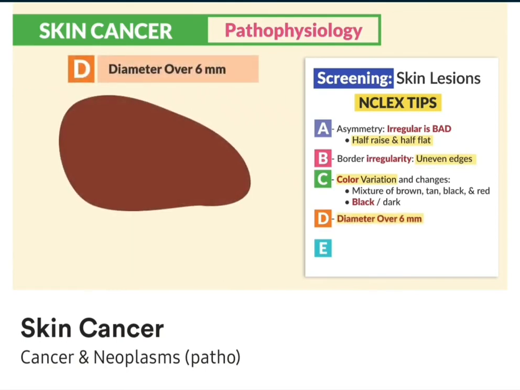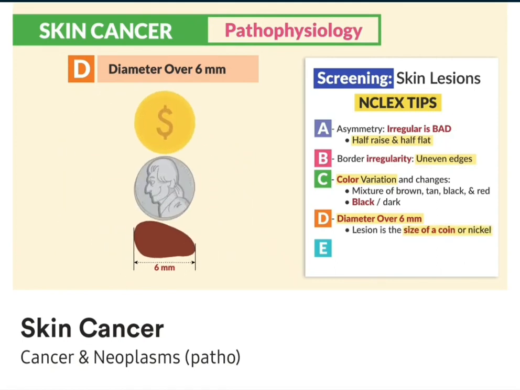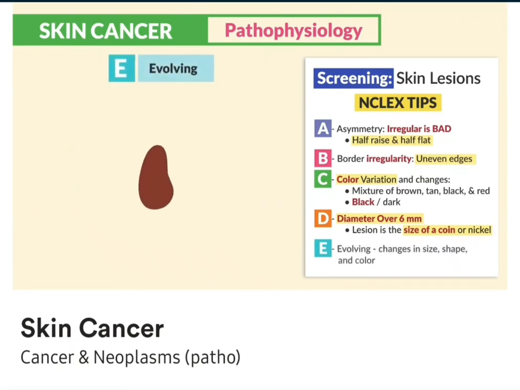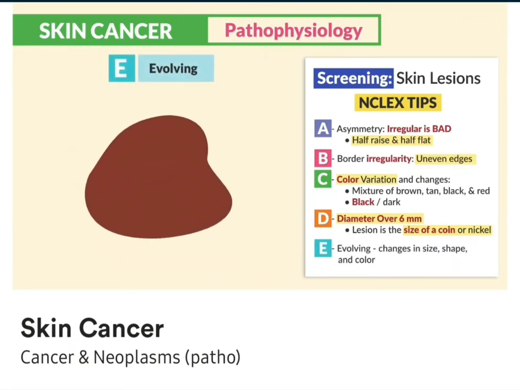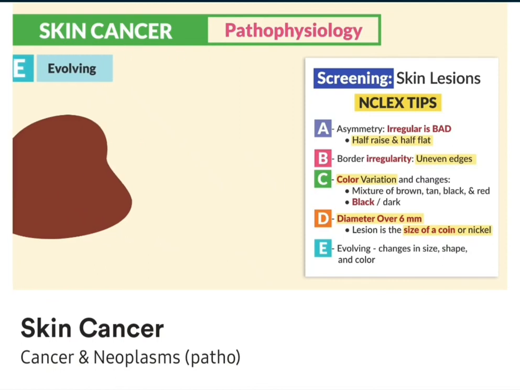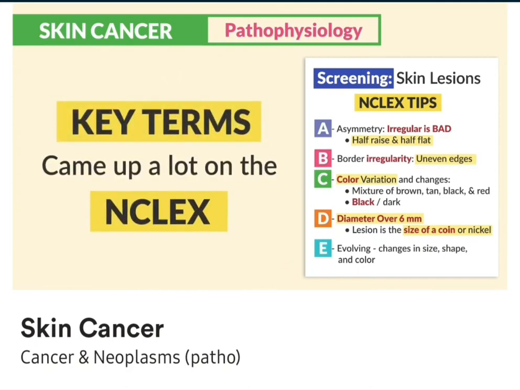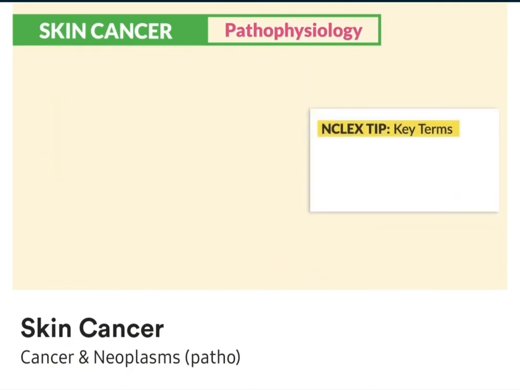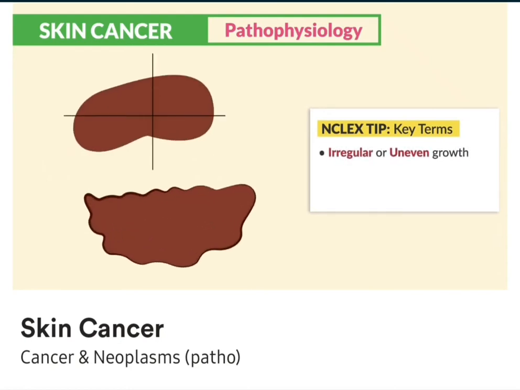And D is for diameter, anything over 6 millimeters. Commonly described on many question banks as a lesion the size of a coin or a nickel. So just think the size of a nickel is over 6 millimeters. And lastly, E is for evolving, changing in size, shape, and color. Remember, any type of change in size, dimension, or color is a bad thing. So write these down and focus on the highlighted ones here because these key terms came up a lot on the NCLEX.